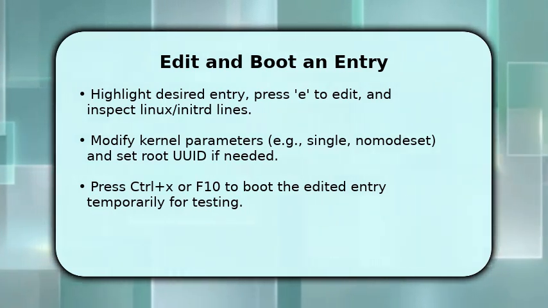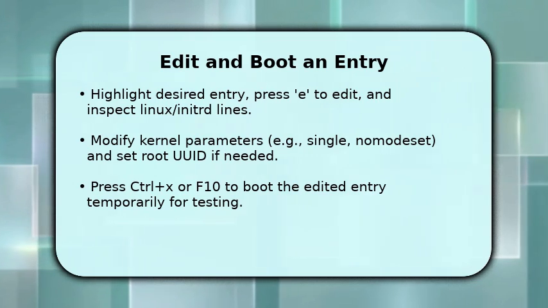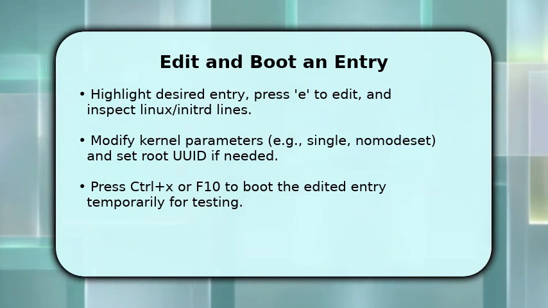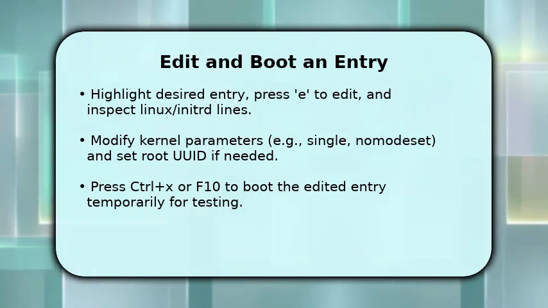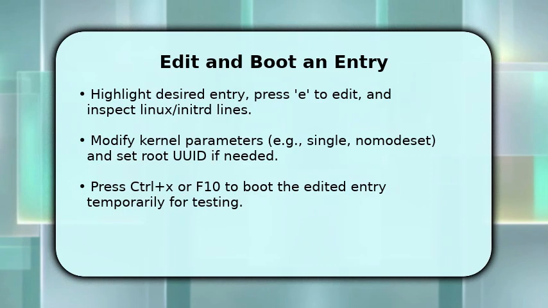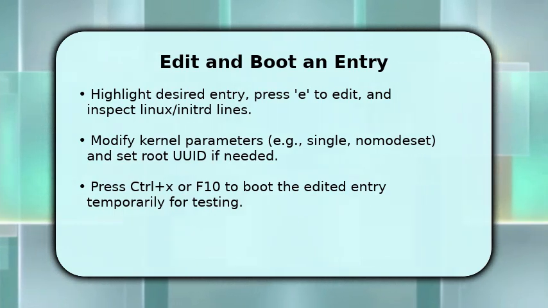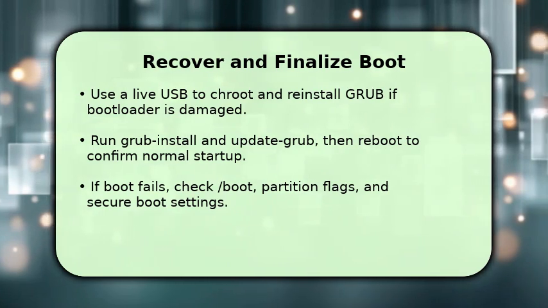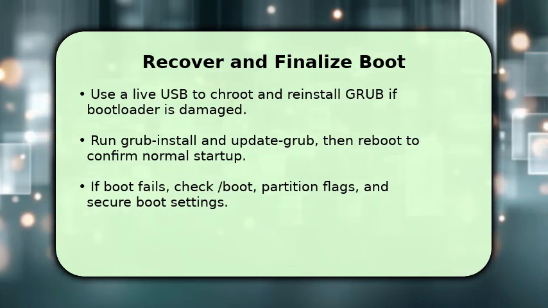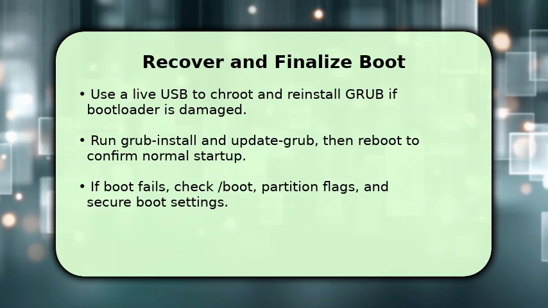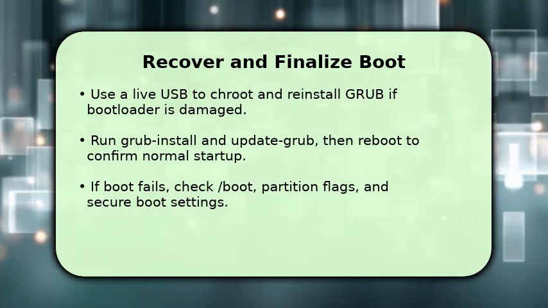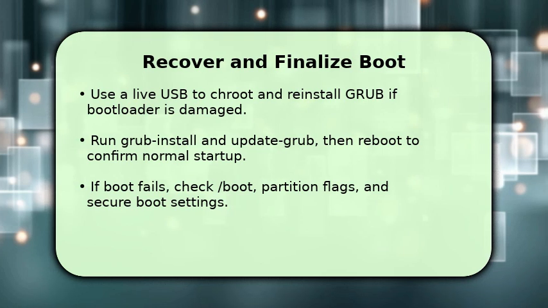After editing, boot the modified entry with Ctrl plus X or F10 to test without saving. If your temporary edits boot correctly, make them permanent. Boot into the recovered system and run sudo update-grub, or if grub is missing, reinstall with grub-install followed by update-grub. For broken bootloaders, boot a live USB, mount and chroot into the root file system, then reinstall grub to the correct disk device to restore MBR or EFI entries.